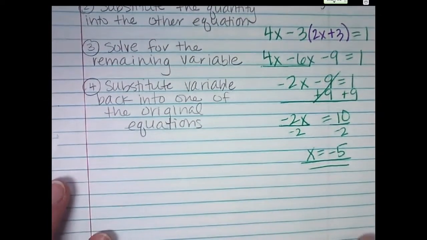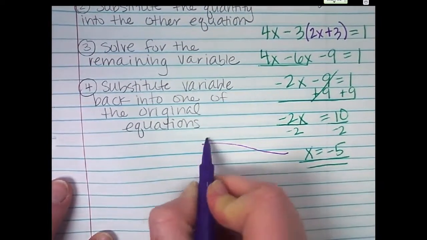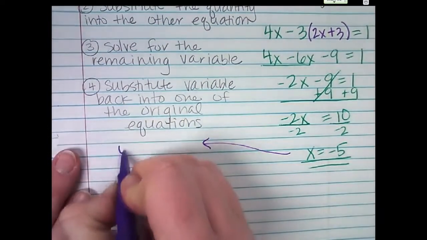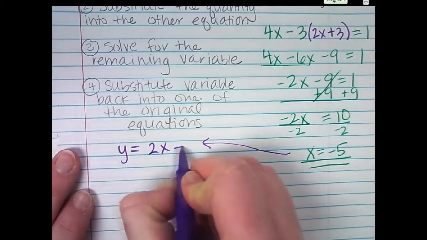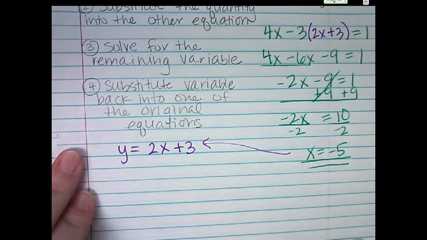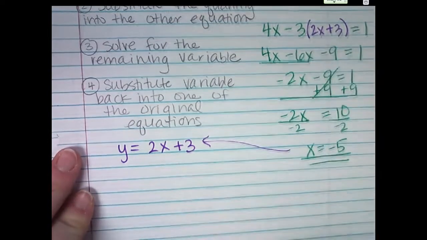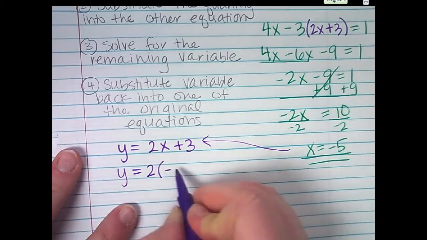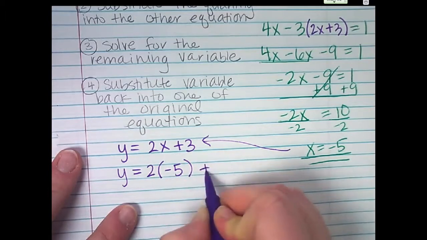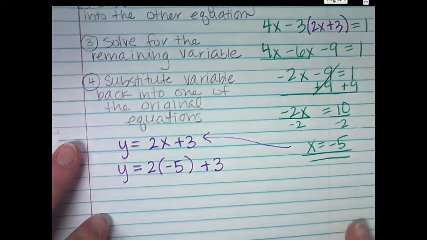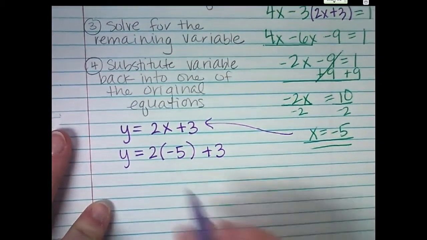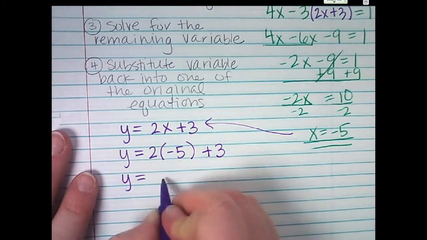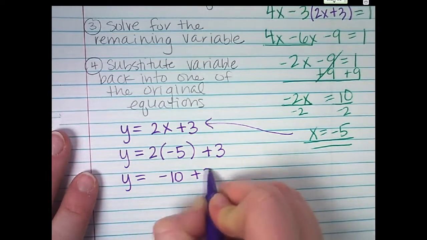So I'm going to take this x equals negative 5 right here, and I'm going to put it into that first equation, y equals 2x plus 3. It doesn't matter which one you put it in, either the first one or the second one. But now we know what x equals. So I put negative 5 in. So negative 10 plus 3.